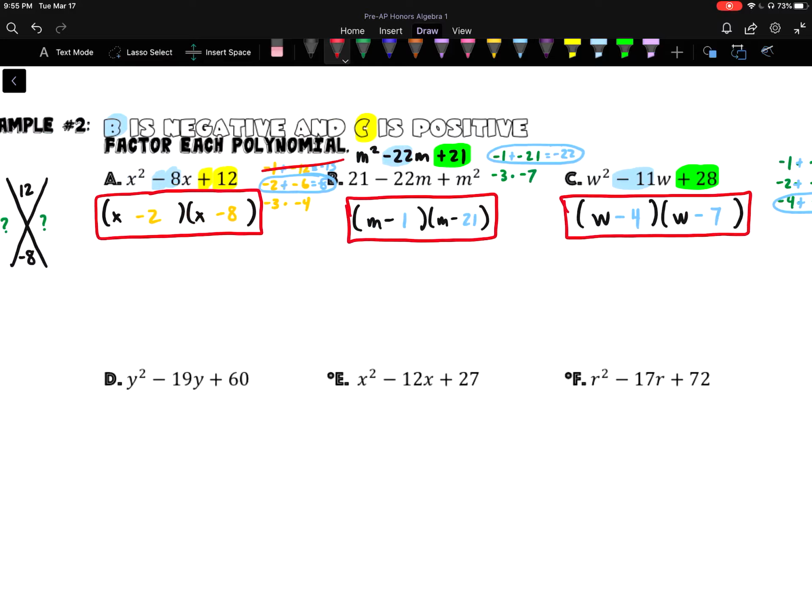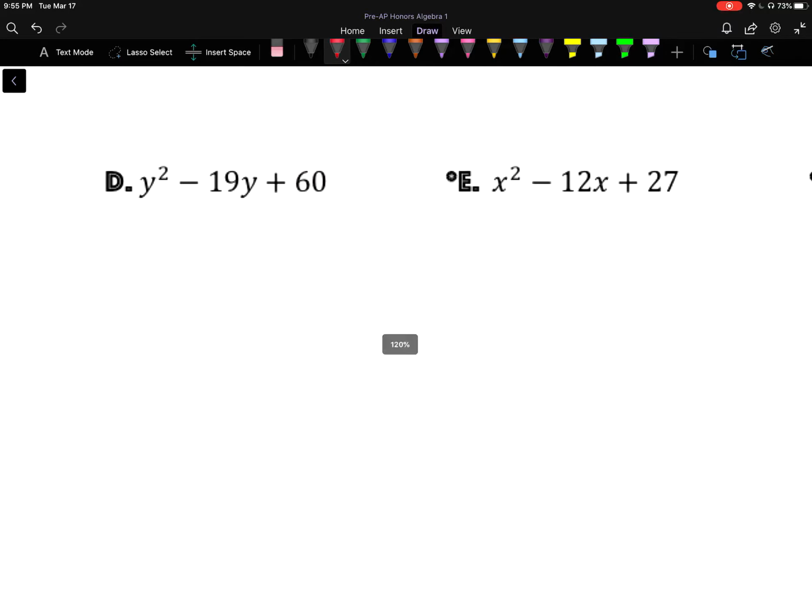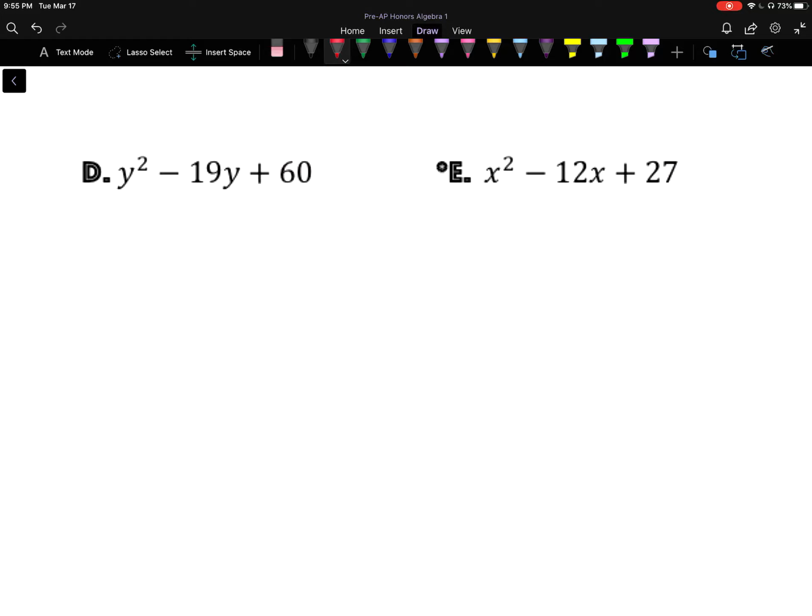All right, one more together. Now, the larger the number that we get, it often means more factors that we could potentially have. So I'm looking for two things that multiply to positive 60, add to negative 19. So I have negative 1 times negative 60, negative 2 times negative 30, negative 3 times negative 20, negative 4 times negative 15, negative 5 times negative 12, and negative 6 times negative 10. So now we're looking for the combination that's going to add to negative 19.